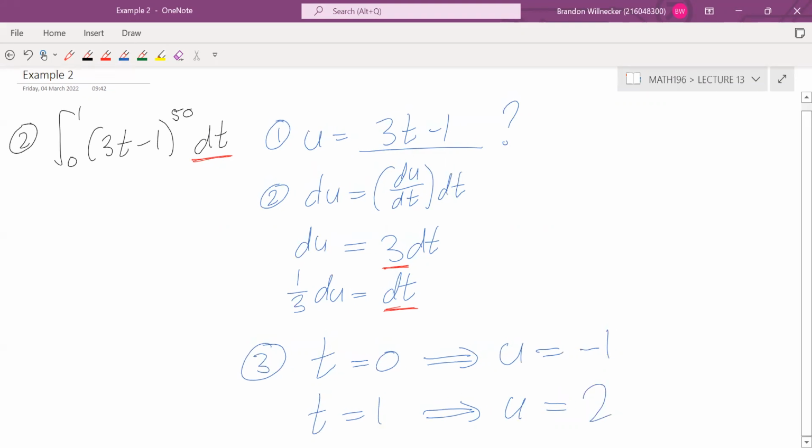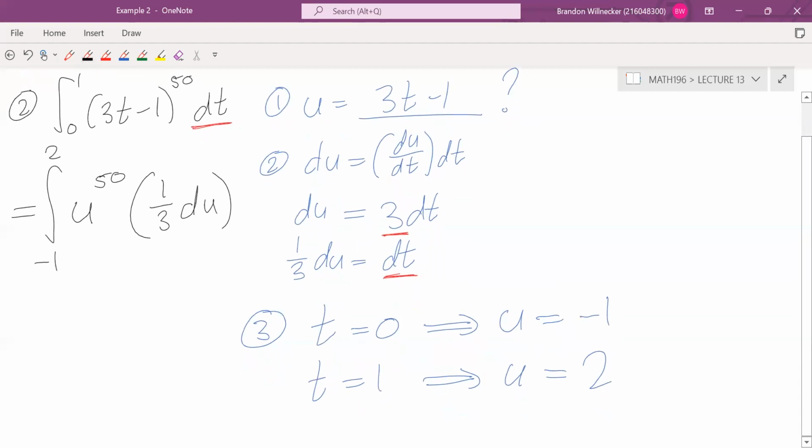Okay, so we've done step 1, step 2, step 3. We can plug everything into our integral. So now we have the integral. The new lower bound is minus 1. The new upper bound is 2. 3t minus 1, well, that's going to become u. So it will be u to the 50. And dt is going to become 1/3 du. So just rewrite that, 1/3 du. Okay, so that's the new integral.